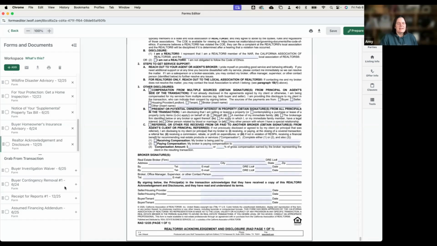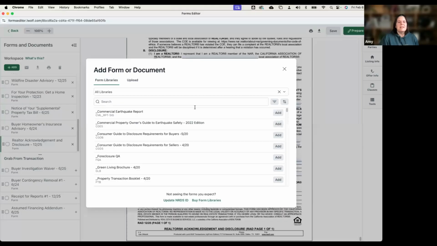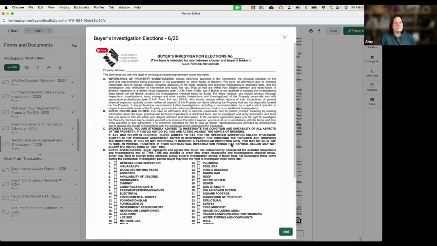Some other forms that I like to include as part of the transaction. So generally these next ones, one is at the very beginning. In fact, it's not in here, so let me see if I can add it in. I like to send out through Glide, the buyer investigation elections. That one is a fabulous form.